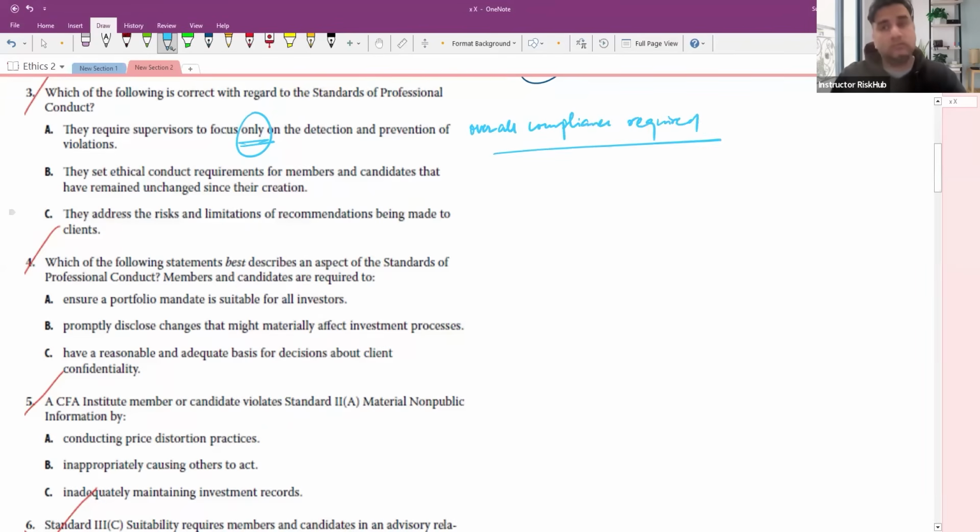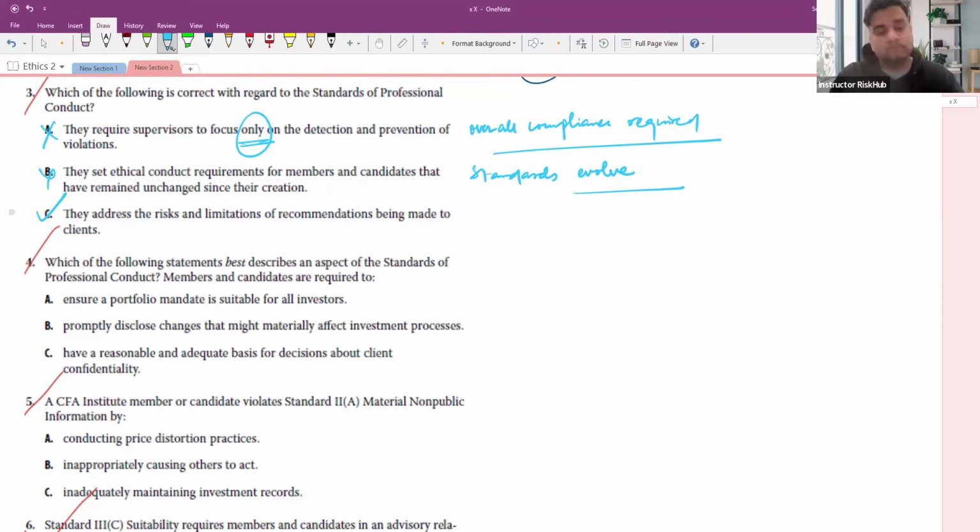Okay, not just detection and prevention. So this is a classical kind of question of the CFA exam. Look at option B. They set ethical conduct requirements for members and candidates that have remained unchanged since their creation. No, standards evolve, right? To reflect changing market conditions, market participants, etc. CFA Institute explicitly updates them, right? So this goes away. This is correct now. This is the only option.